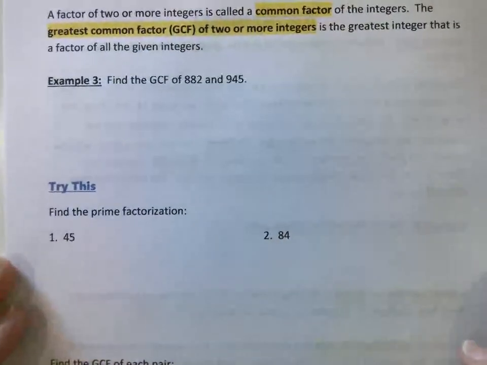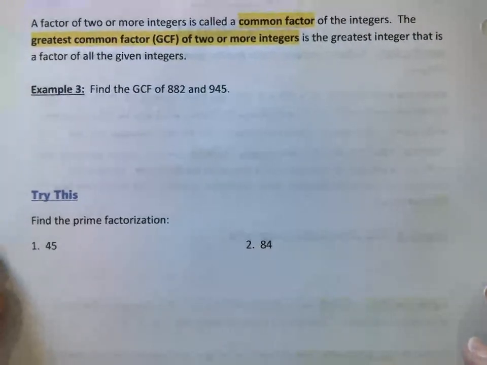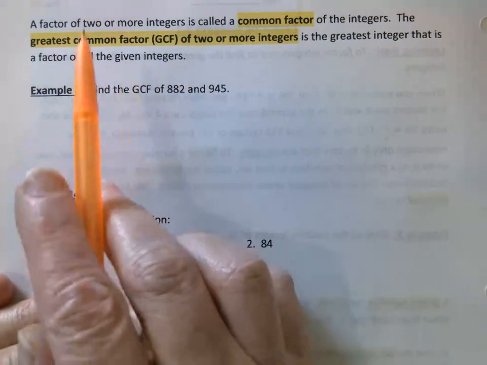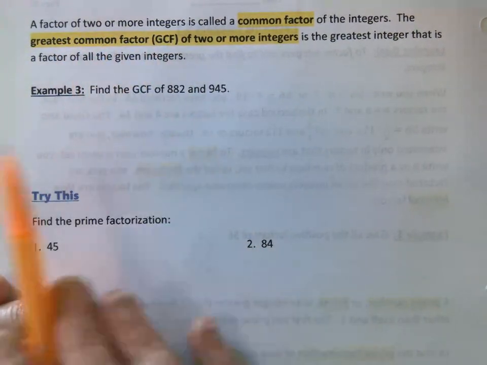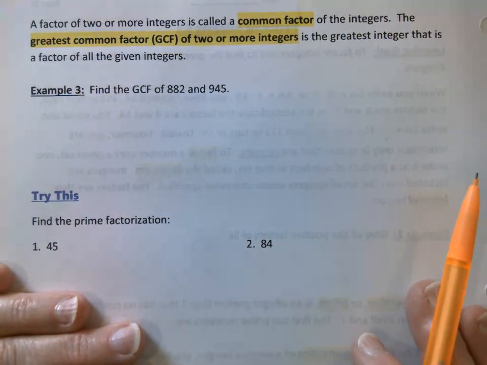All right, so a factor, make sure everything is visible. A factor of 2 or more integers is called a common factor of the integers. The greatest common factor of 2 or more integers is the greatest integer that is a factor of all the given factors. So greatest common factor, it is what it's called. It's the biggest factor that the 2 or more numbers have in common. And we can find those using factor trees.